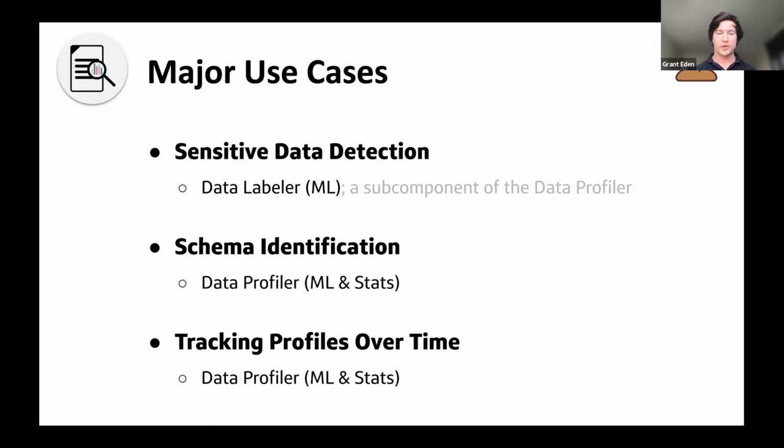And then we can also do schema identification. So is this column what it's supposed to be? Is this data entry a string like it's supposed to be, or is it an integer, something like that? And then what's really important for the data scientists is tracking profiles over time. So how is the data changing? How is one data set different from another data set? All of this can be done with the Data Profiler.